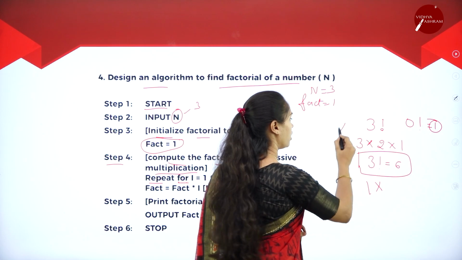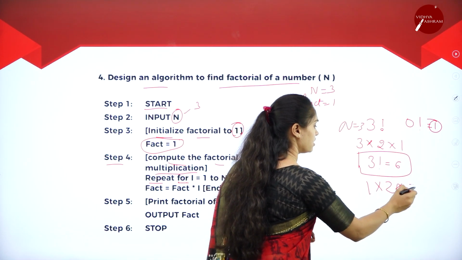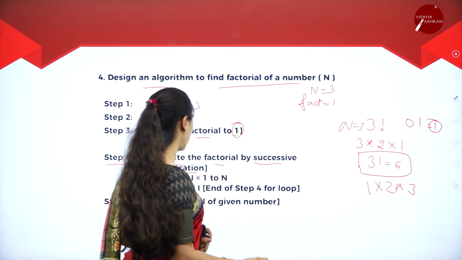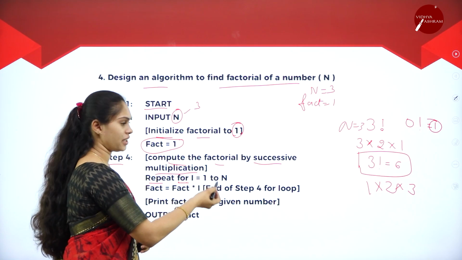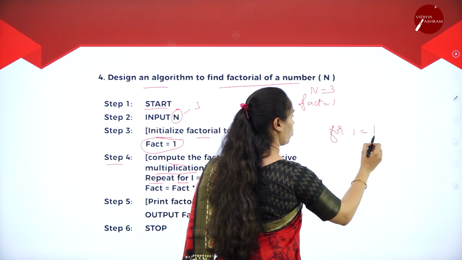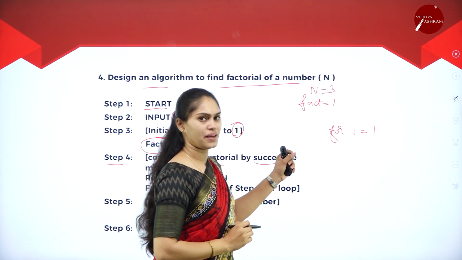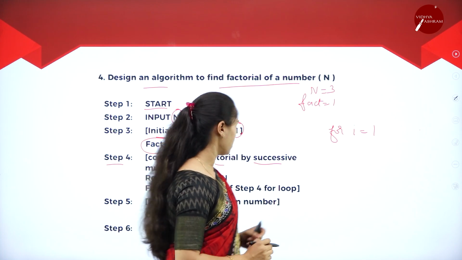So here the n value is 3. 1 to n, in the sense 1 into 2 into 3. Okay, so that is what they are saying in this one. For I equals 1 to n. So for I is equal to 1, I am taking the first iteration, that is I equals 1.